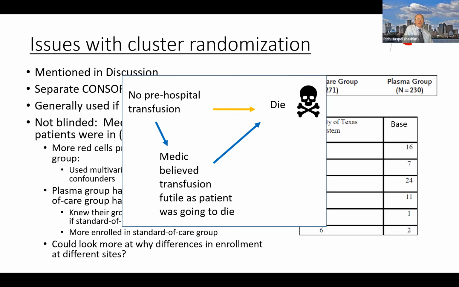Were the people who got no pre-hospital transfusion sicker, and the medics simply believed transfusion was futile as the patient was going to die? And they didn't die because they didn't receive a pre-hospital transfusion. They died because I didn't want to enroll them when I could give them plasma. So they were more likely to enroll sicker patients in the no pre-hospital transfusion group because it was easier.